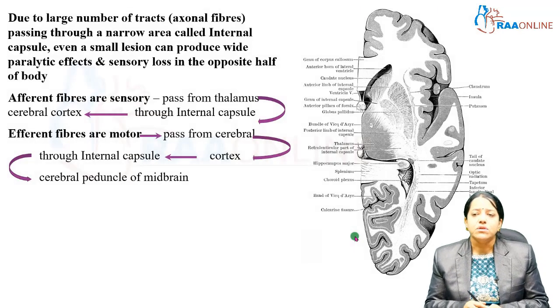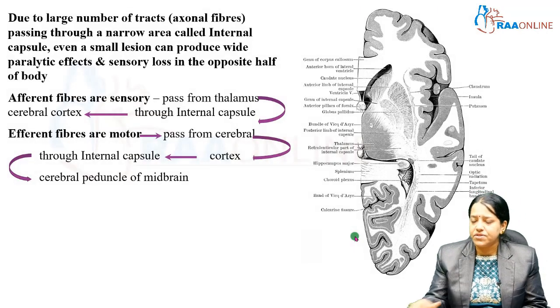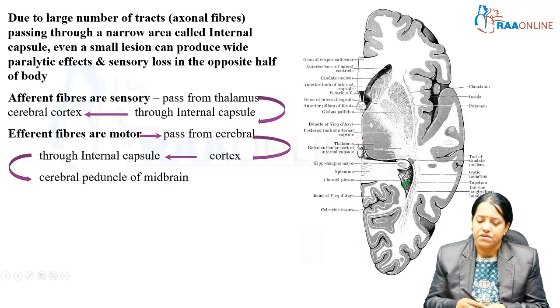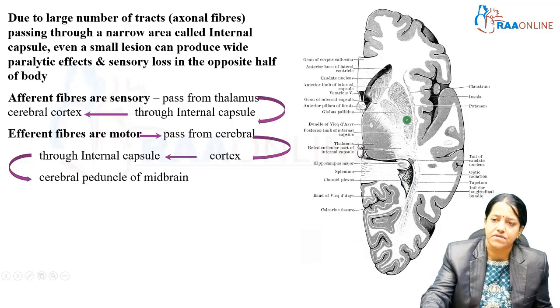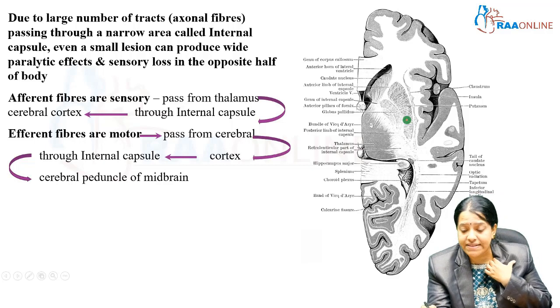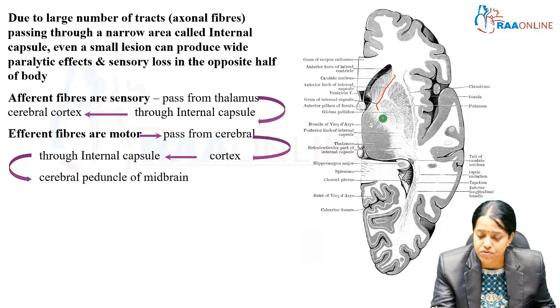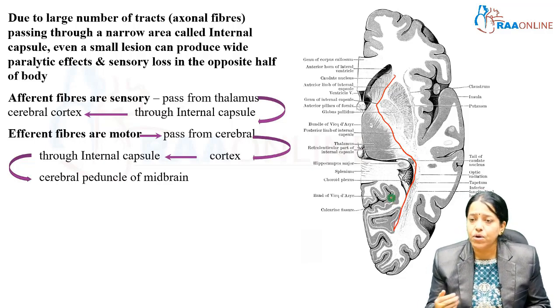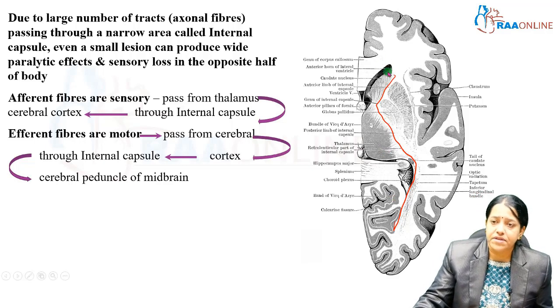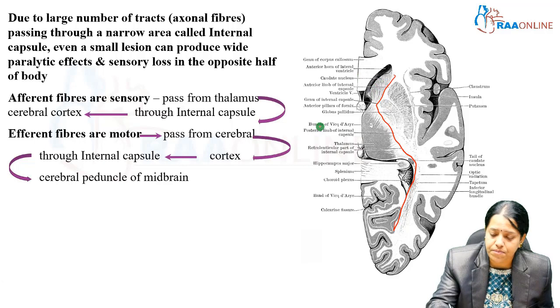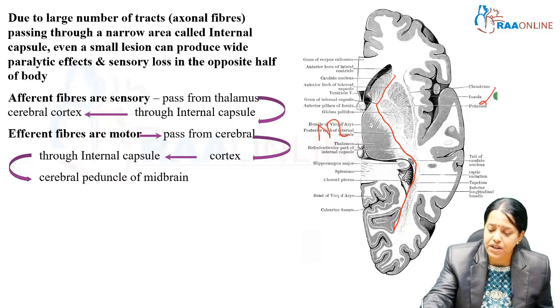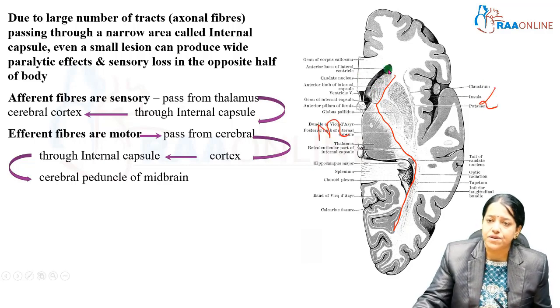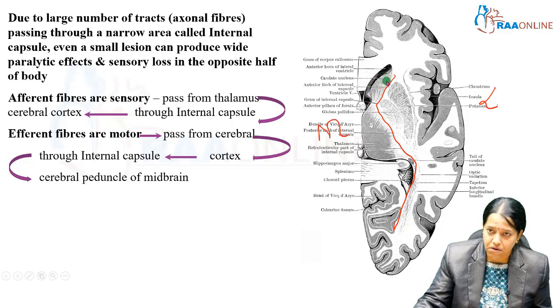Okay, coming to the actual importance. This is the cut section of the cerebral cortex. So exactly where is the internal capsule? You can see this is the internal capsule, and we are not able to see the lowermost part. This is the head of the caudate nucleus. Always remember this is medial and this is lateral.